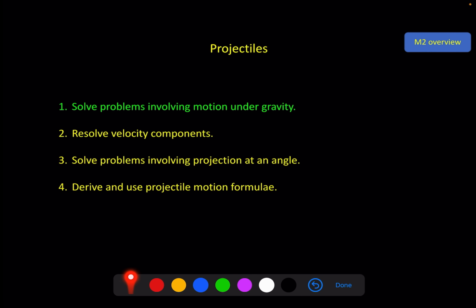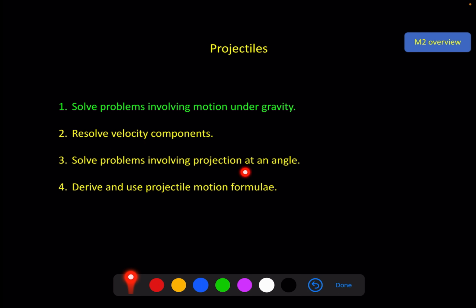So the overview of the chapter: we're going to solve problems involving motion under gravity, which is pretty much what we just did, but slightly differently. We're going to have horizontal motion in these projectiles, which we didn't have in that starter question. Resolve velocity components, because we won't be having just vertical motion, so there'll be components vertically and horizontally.